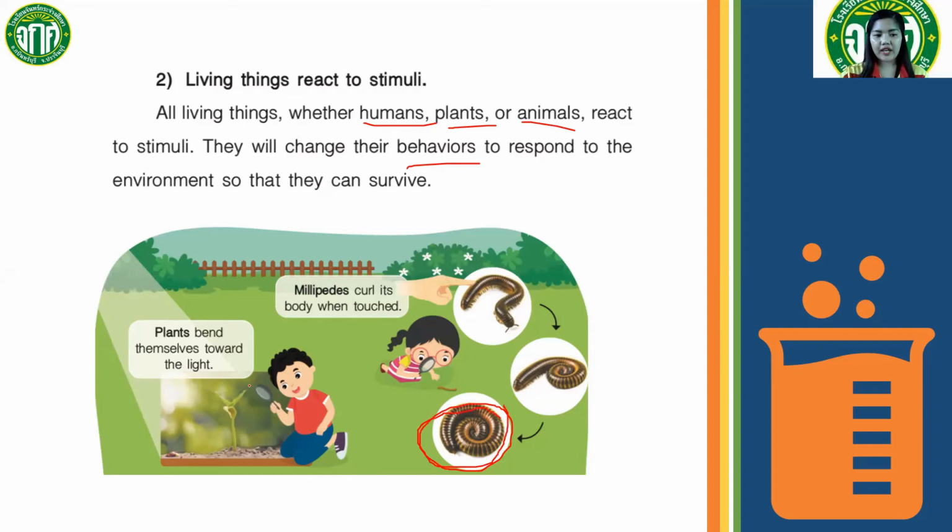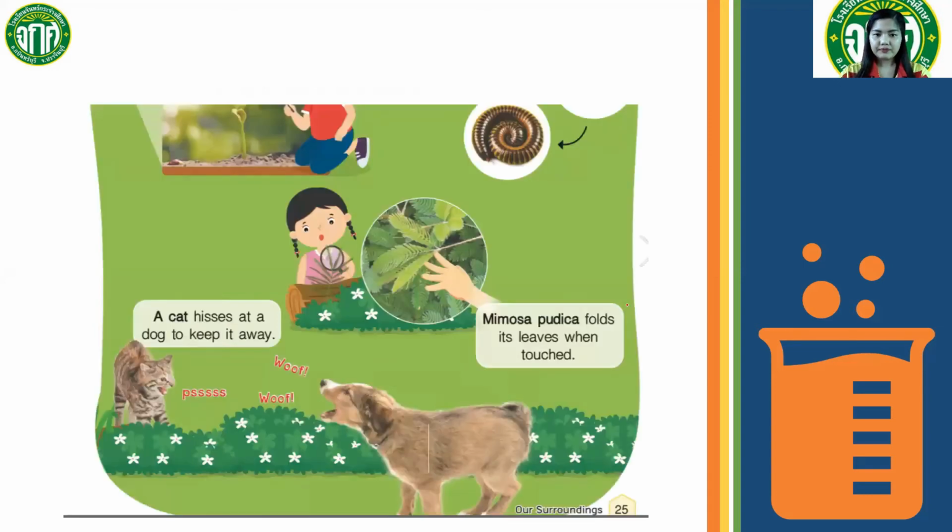How about a plant? Plants bend themselves toward the light. So the plant will bend itself toward the sunlight. Next, a cat hisses at a dog to keep it away. So this cat hisses at a dog to keep that dog away.